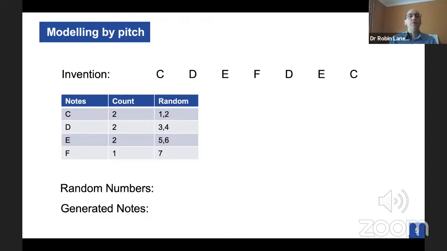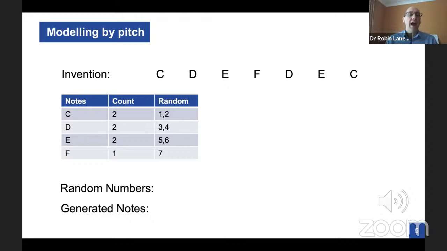Now what I want to do is use that model to generate new music. And I'm going to do this by using something called a random number. What's a random number? Well, a very simple example is the number you get when you throw dice. So if I throw a single die, I'll get a number between 1 and 6, but I won't know beforehand what it is.